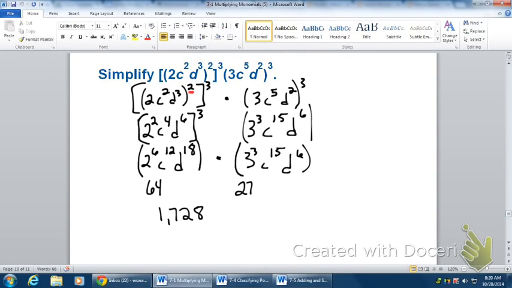Okay. Now let's handle our variables and our exponents. What's going to happen to C? Are we going to add that 12 to 15, or are we going to multiply 12 times 15? We're going to add them. So that's going to give you what? C to the 27. Good. D to the what? If you add 18 plus 6, you're going to end up with what? 24.